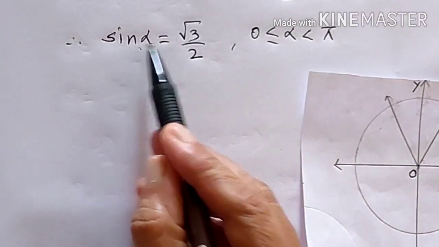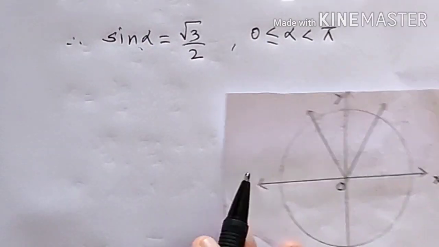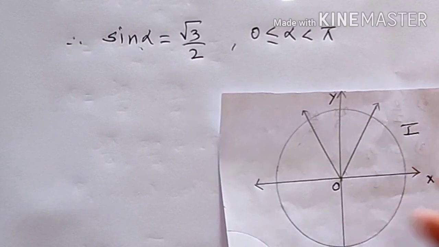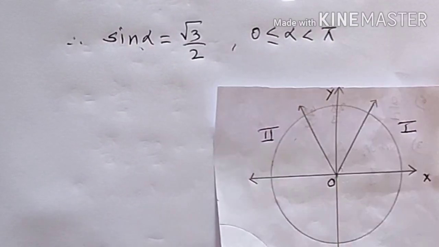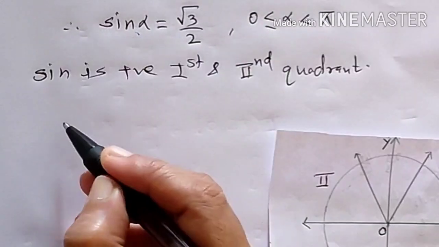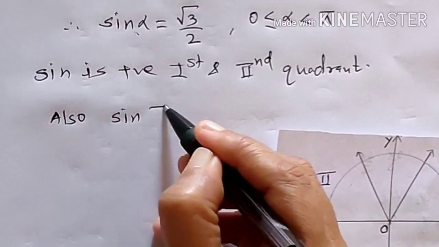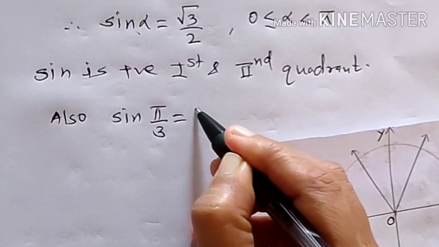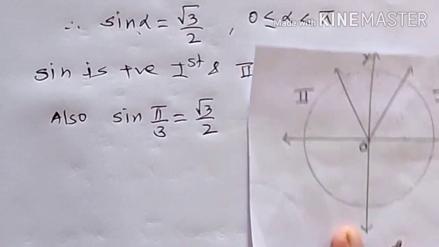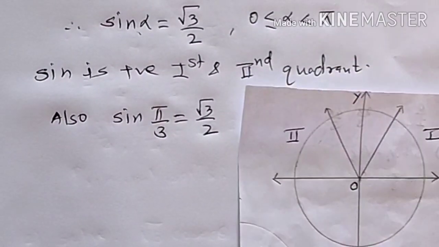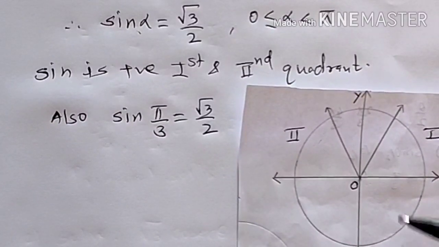Now sine here is positive. Sine is positive in which quadrant? So the angle should be either in the first quadrant or in the second quadrant. Also we know that sine of pi by 3 is root 3 by 2. Now let's use all this and let's find alpha. So what are the possible values for alpha?